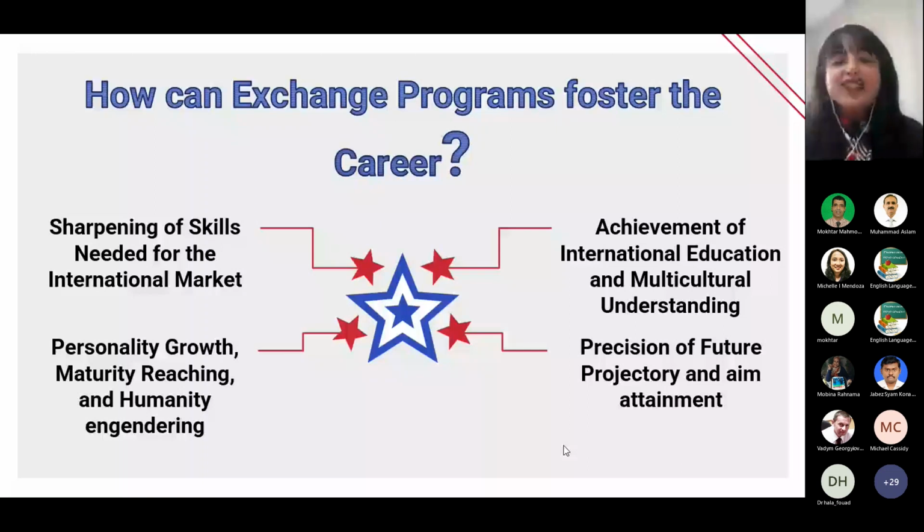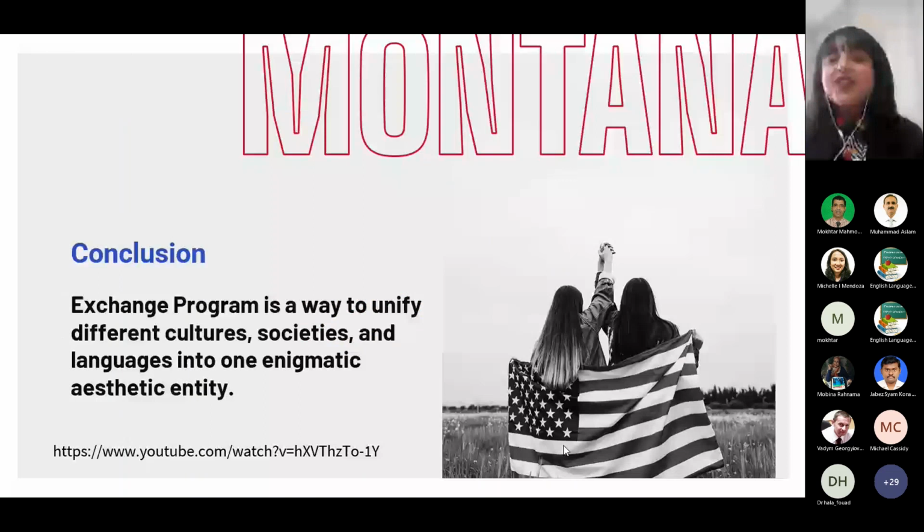As a conclusion, an exchange program is a way to unify different cultures, societies, and languages into one enigmatic, aesthetic entity. This is my point of view: education is not just about the grades. Education is about the exchange of languages and cultures, to widen your understanding of the world and to be a successful future leader, future student, and future worker.